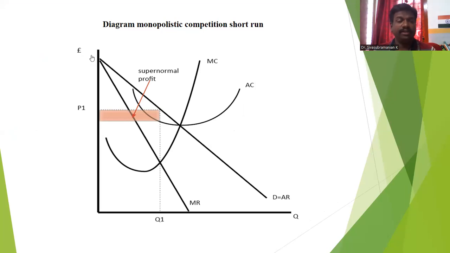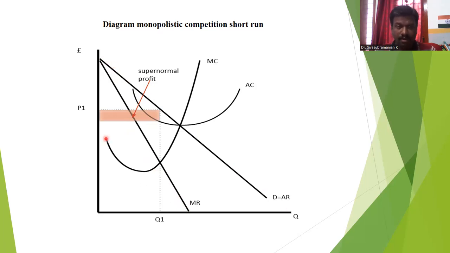On the y-axis, we are measuring price and cost conditions. On the x-axis, we are measuring output. Now we are going to determine the price and output under monopolistic competition. The downward line MR is the marginal revenue curve, and this line AR is nothing but the demand curve, or we can also call it the average revenue curve.